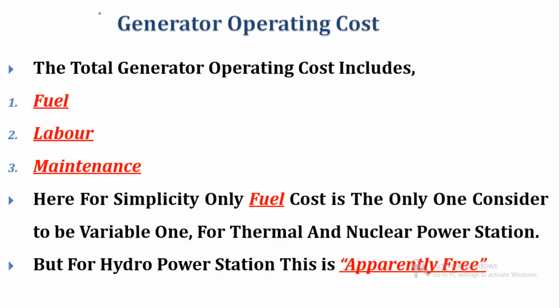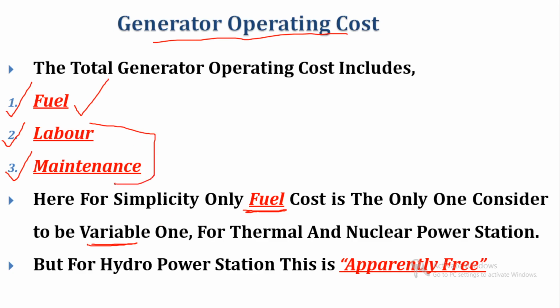Now, the generator operating cost. In a particular generator, the operating cost includes fuel cost, labor cost and maintenance cost. Here we consider only the fuel cost as the variable cost, and the labor and maintenance costs we take as constant costs. So, fuel cost is the only variable cost.